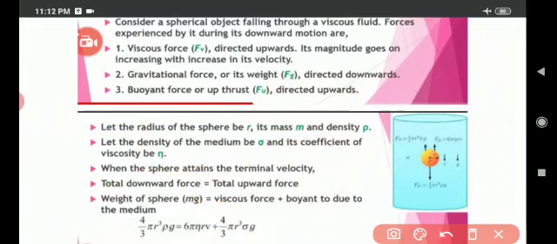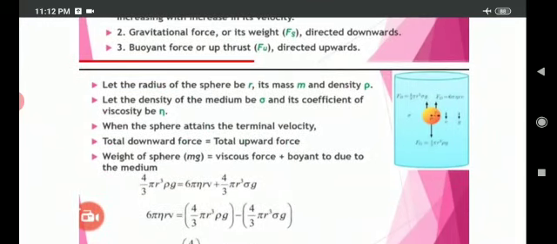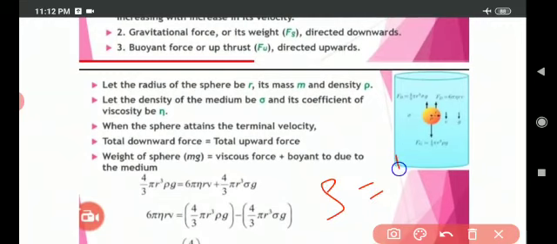The condition for terminal velocity is that the total downward force is equal to the total upward force. The total downward force is equal to the weight of the sphere. Weight is equal to m into g, which is equal to the viscous force plus the buoyant force due to the medium. The weight of the sphere is mg, but we know that density is equal to mass upon volume. Therefore, mass is equal to density into volume.